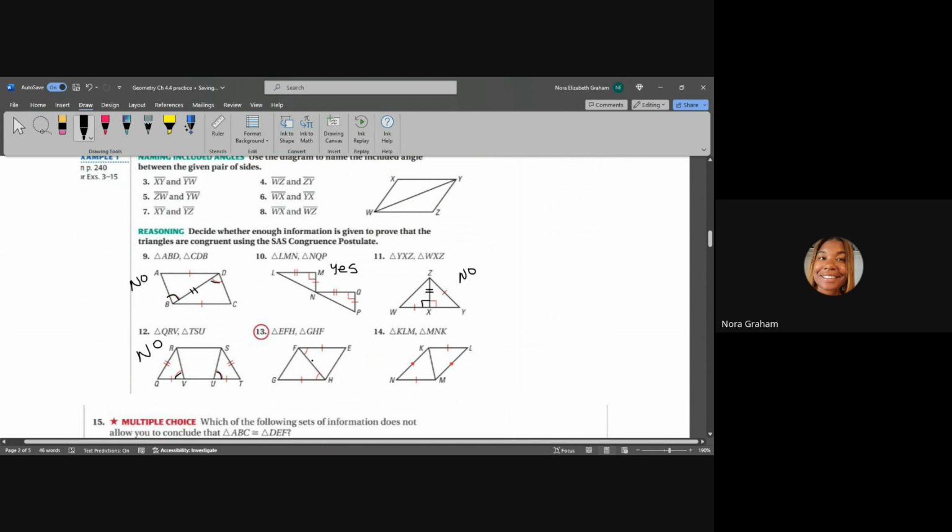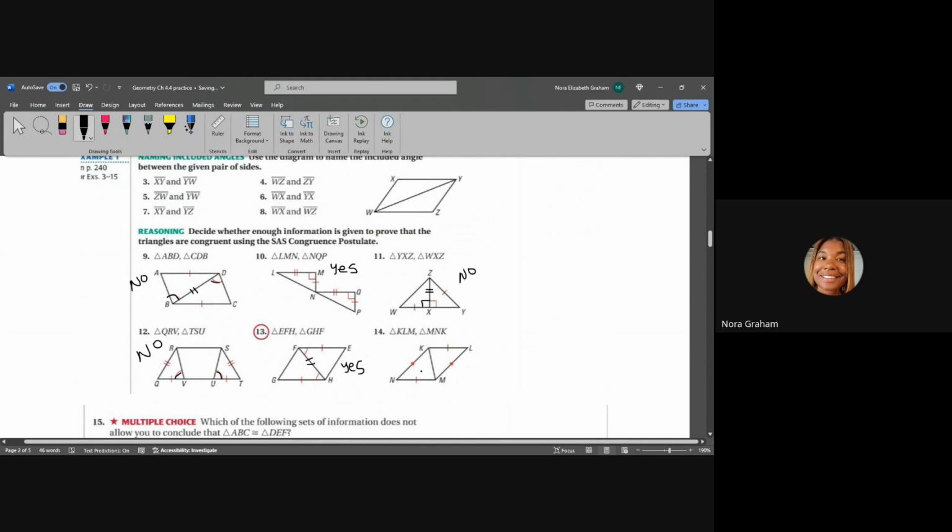13, if we look at this, again, I could say FH and HF are congruent because of the reflexive property. Then I get a nice little side angle side going on. So 13 is going to be yes. I can use side angle side postulates.